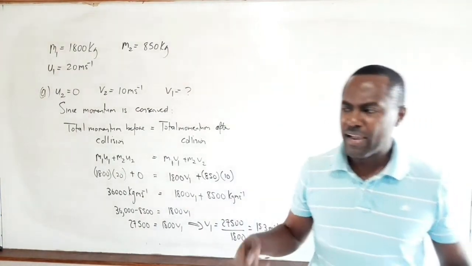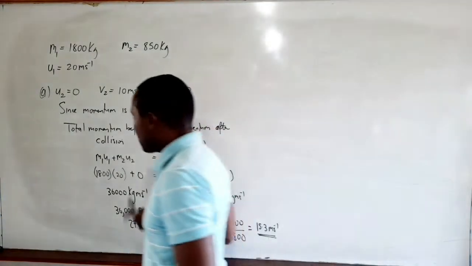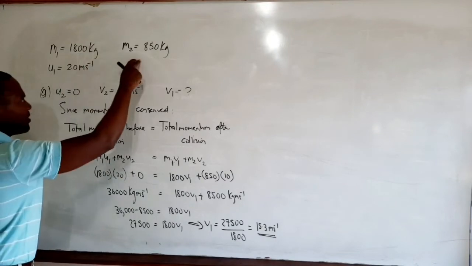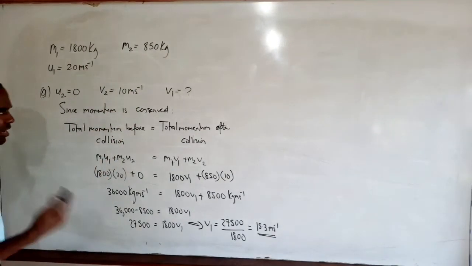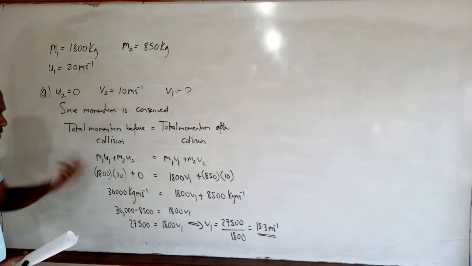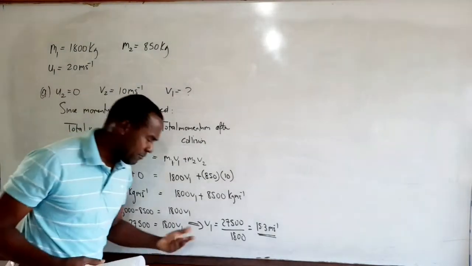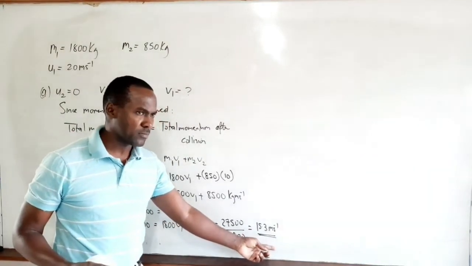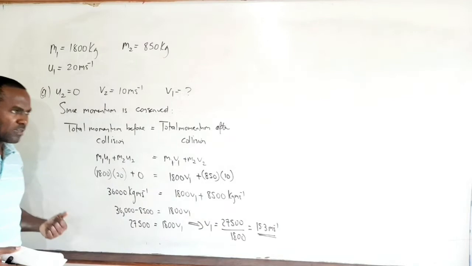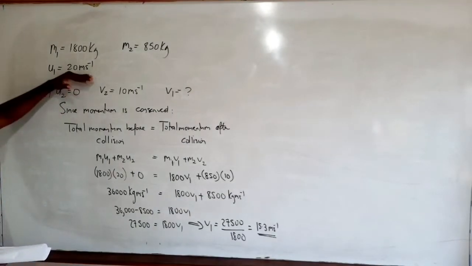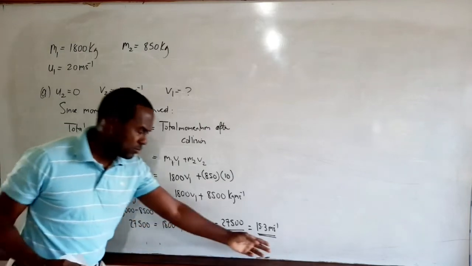Now let's try to analyze the situation a little bit. Before, the Range Rover was moving at 20 meters per second and the smart car was initially stationary. After the collision, the smart car moved at a velocity of 10 meters per second and the Range Rover, as we calculated, moves at a velocity of 15.3 meters per second. Now, if we examine the velocities of the Range Rover before and after, we see that before it was a positive 20, and after it is also positive.